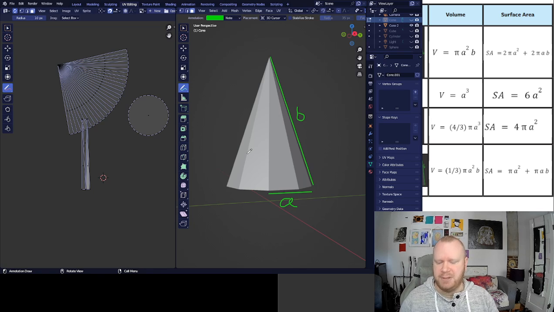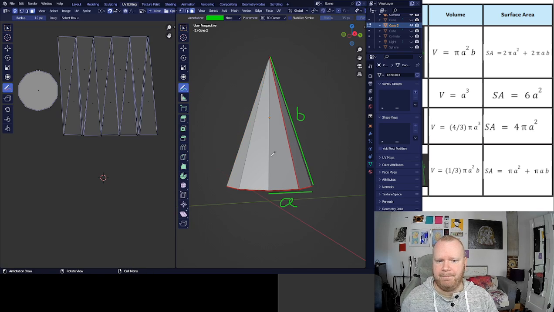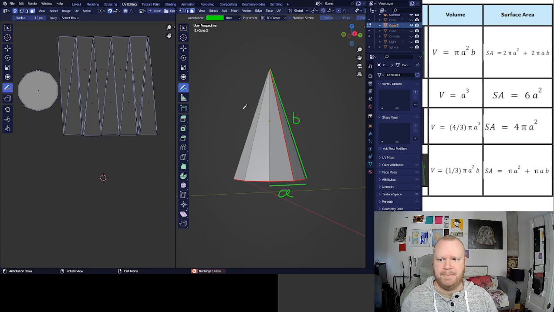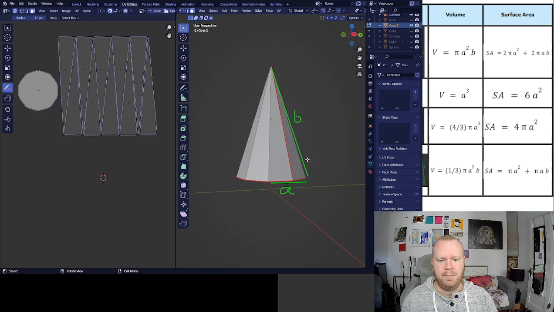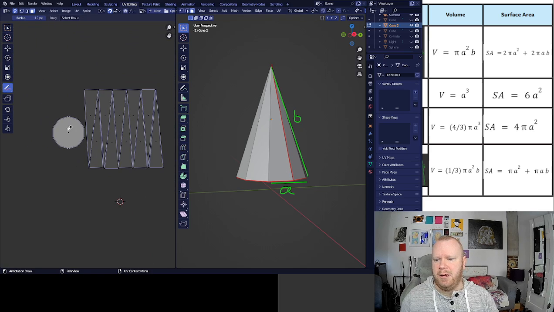So here's another cone on here. This one has less segments, as you can see, but still a for the radius, b for that long measurement there. The bottom part here, that's going to be our pi a squared. That still works. But now we've got this sort of rectangle that we can work with.